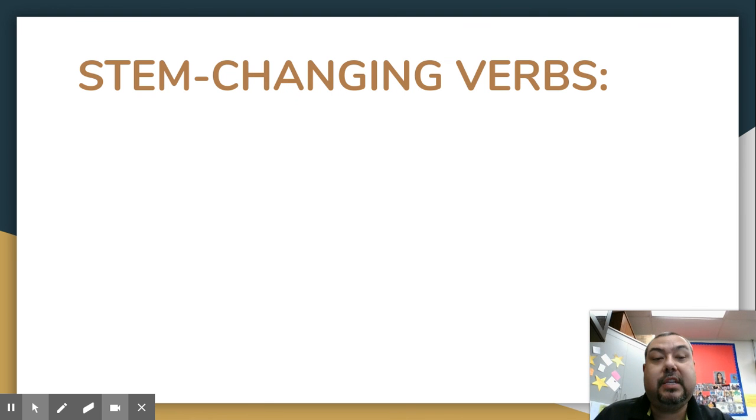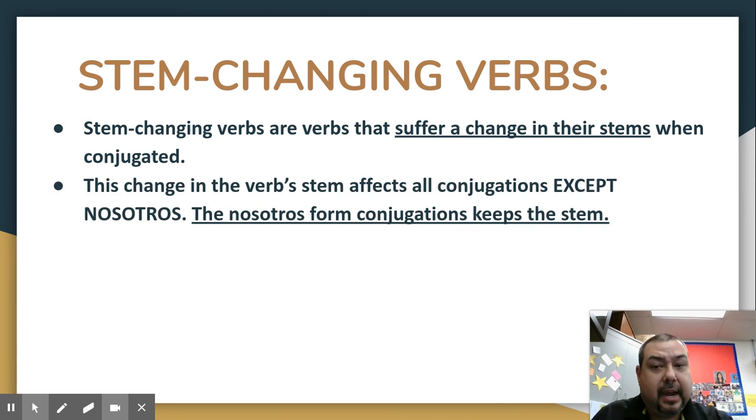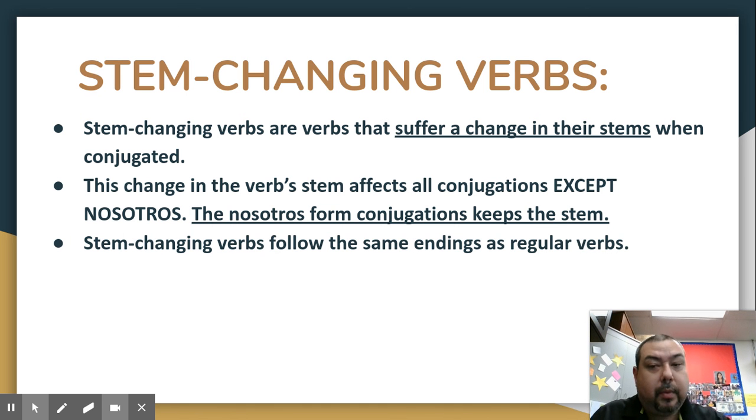Let's talk about stem changing verbs. First of all, a stem changing verb is a verb that suffers a change in the stem when it's being conjugated. Now, this change affects pretty much all the conjugations except the nosotros form. The nosotros form conjugation is going to keep the original stem and it's not going to change. Okay? One more thing about stem change verbs is that verbs follow the same ending as the regular verbs, the ones we saw in the previous slide.